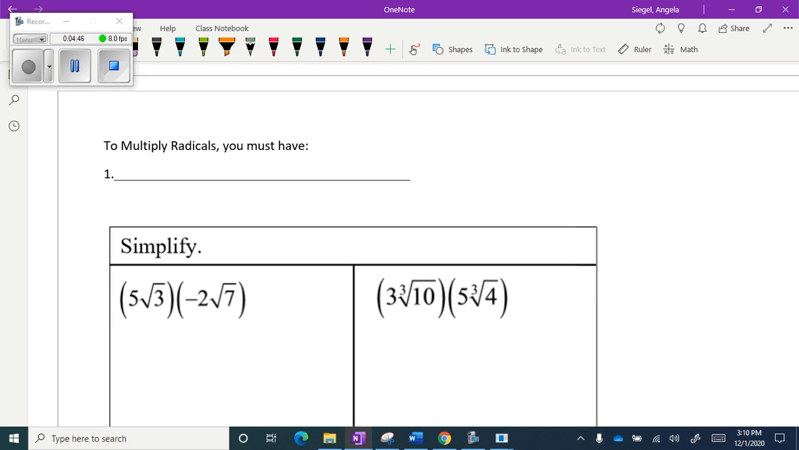Okay, so multiplying radicals, that's not that big of a deal. You just have to have the same root or same radicand.